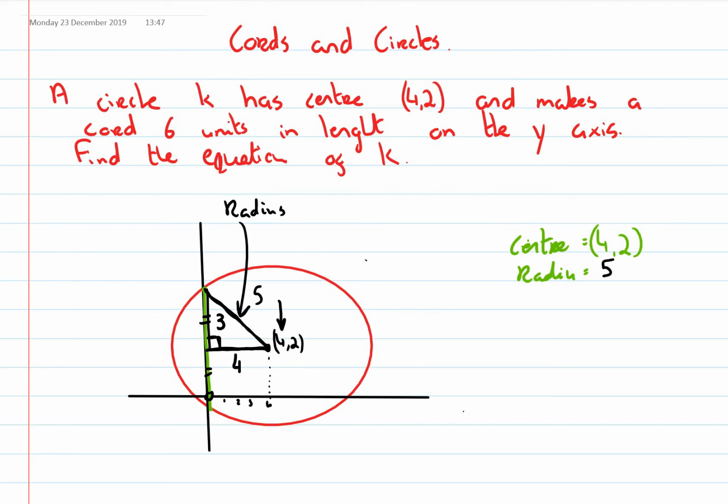Right? They want the equation of the circle. Okay, I'll give it to them in not general form. So x minus 4 squared plus y minus 2 squared equals 5 squared, which is 25. Okay, so there we go.